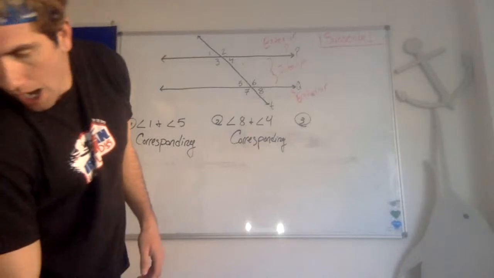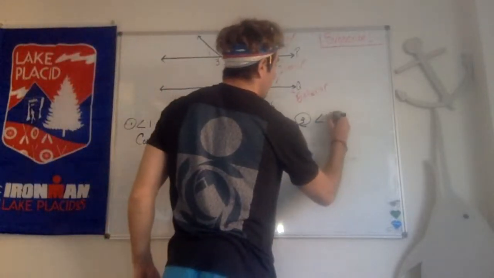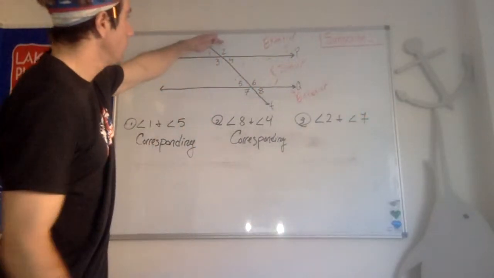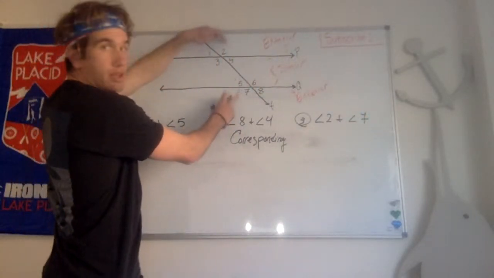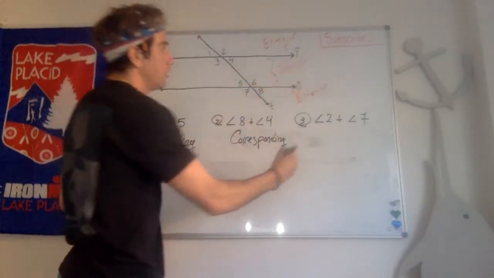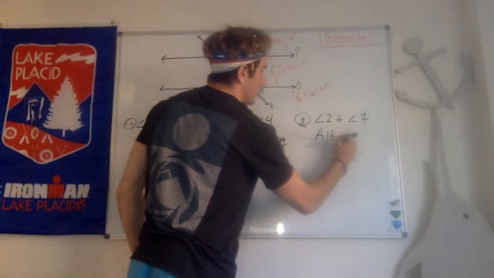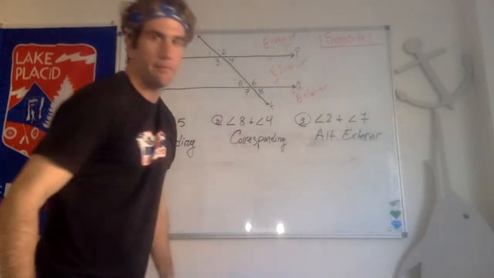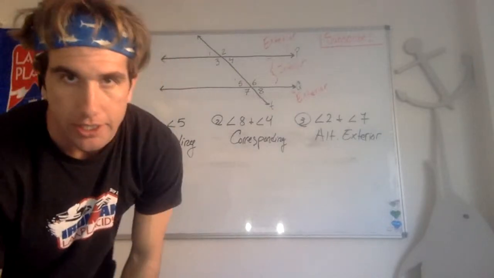Number 3, we have angle 2 and angle 7. Okay, both on the outside, opposite sides, alternate the transversal. Everyone should know that is alternate exterior. Okay, alternate exterior.